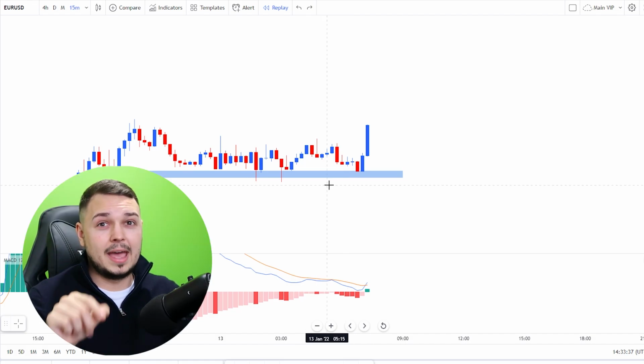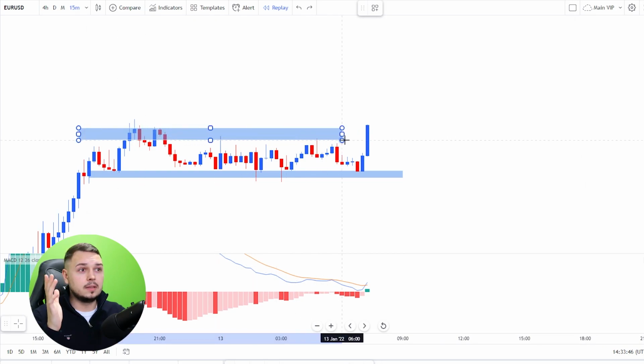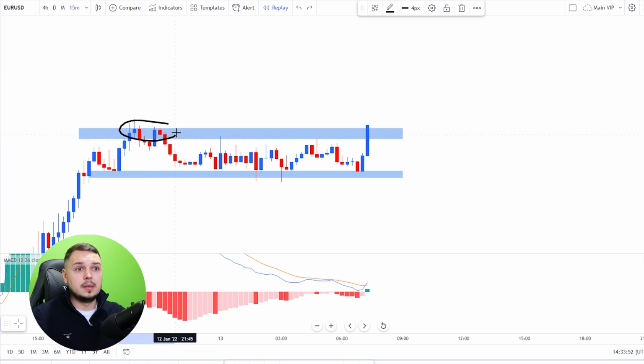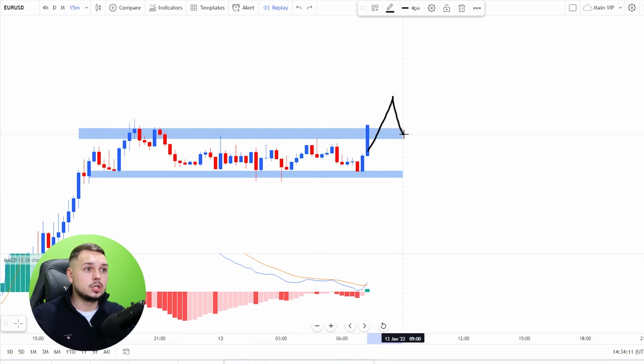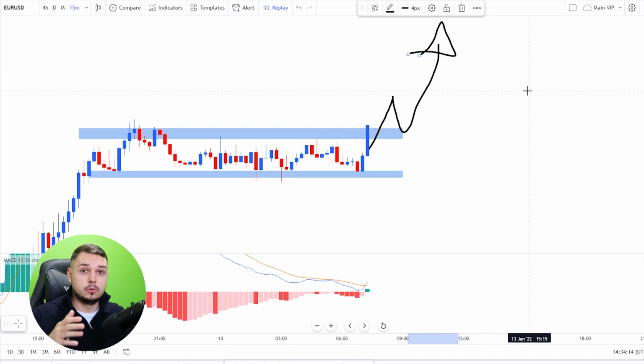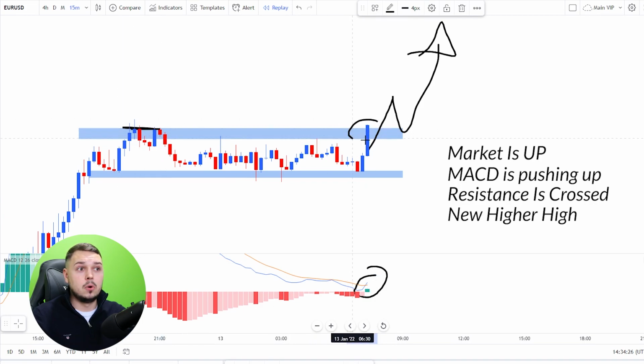Yet there's another one that a lot of newbie traders overlook. Now this is our area of resistance. As you can see, this previous resistance over here has been respected multiple times. However, this candlestick over here is higher than these previous candlesticks. What does this mean? It means it's a new higher high, which usually indicates a push-exhaustion-push cycle before it continues to move up or down depending on the market conditions. So this is what we are expecting. The market is pushing up, MACD is pushing up, we are crossing the resistance and making a new high over here. Very good trading opportunity to buy.